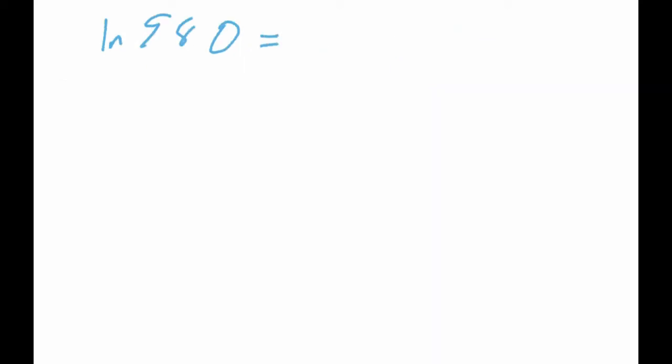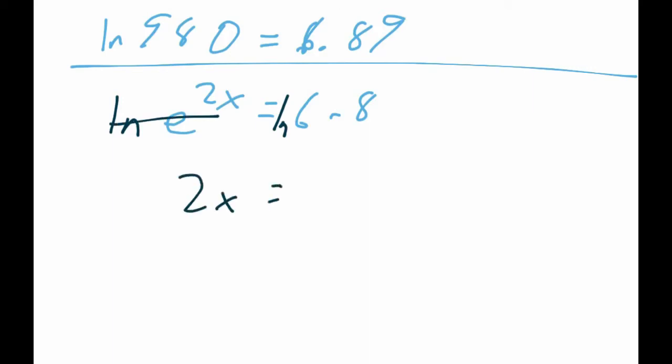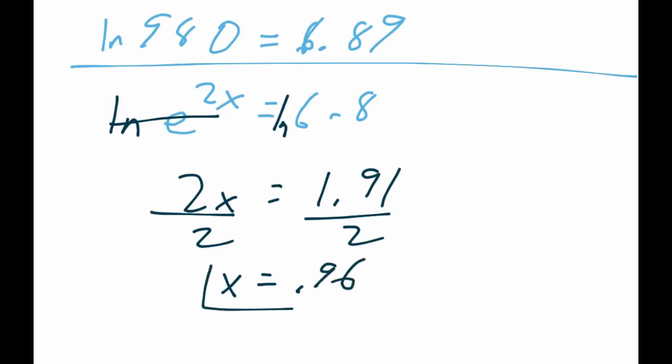Okay, we love problems like the natural log of 980, because all we have to do is plug in the natural log of 980 and it will tell us the answer is 6.88, or actually 6.89 if I round properly. Next, e to the 2x equals 66.8. To get rid of an e, ln and e will cancel each other out. The natural log of 66.8 is 1.91. Now I'm just going to take the calculator answer divided by 2, and x equals 0.96.